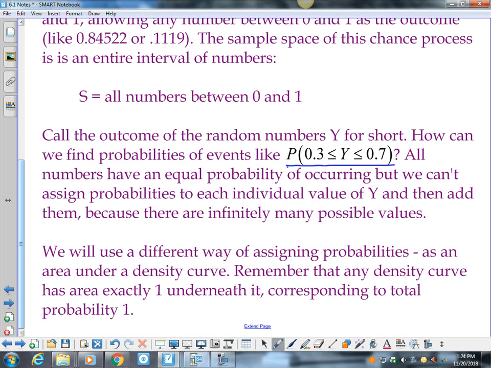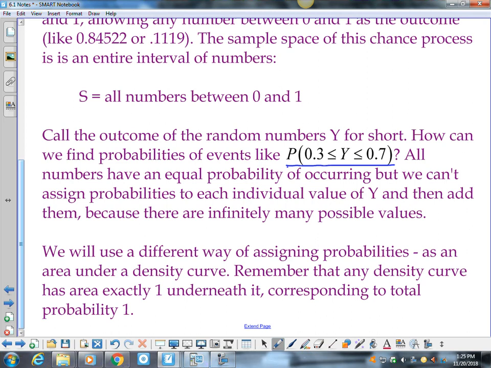What's y? Y is an event. What is y? Guys, come on. What's y? If you're answering, I can't hear you. Any random number? What's your sample space, guys? Y is any number between 0 and 1.